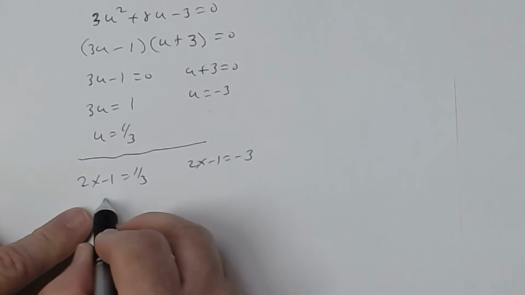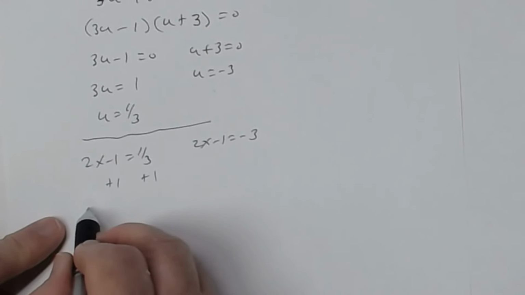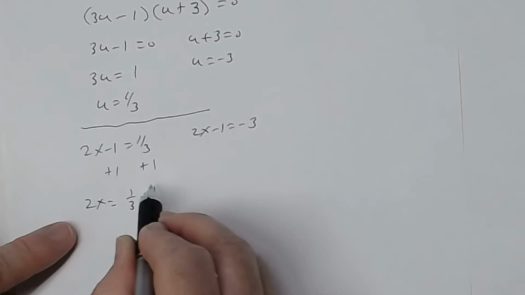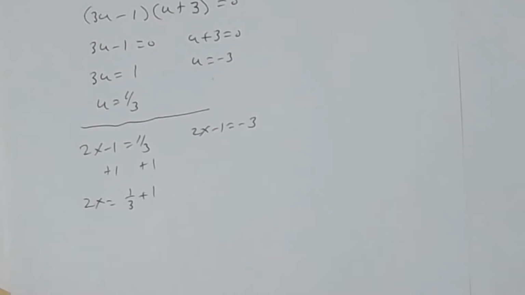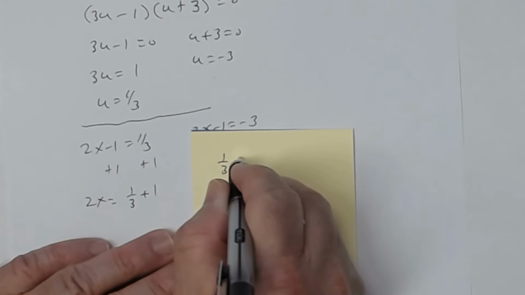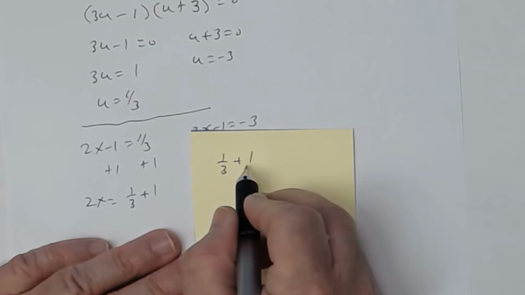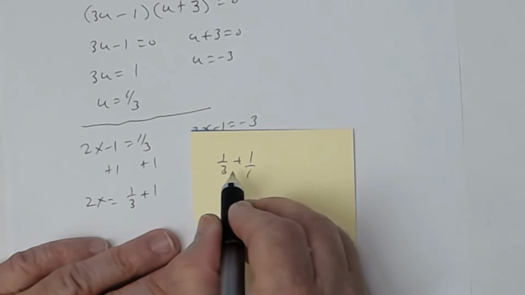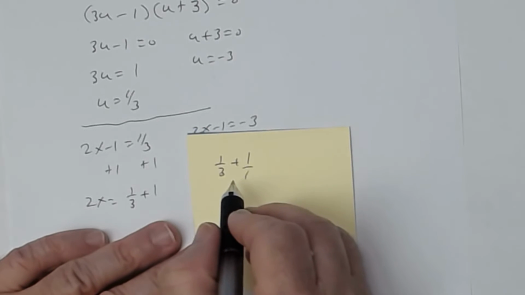To get x by itself, I'm going to add 1 to both sides. So I get 2x equals 1/3 plus 1. Now you have to figure out what 1/3 plus 1 is. Remember, I can write 1 as 1 divided by 1. So now you're going to find the least common denominator to add those two fractions.